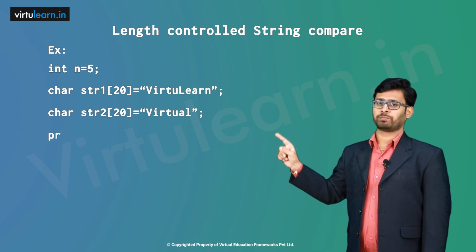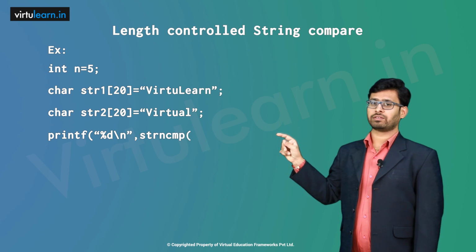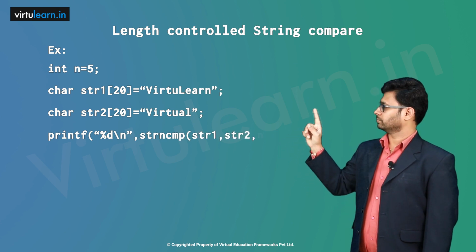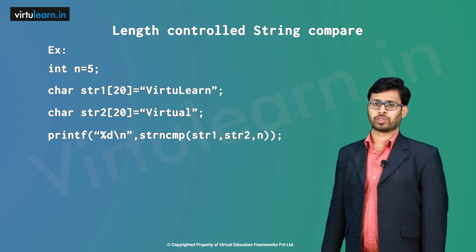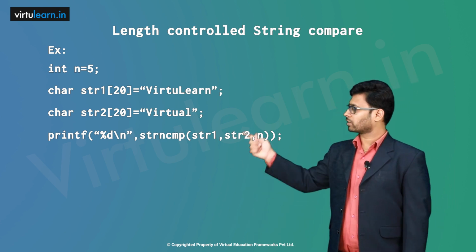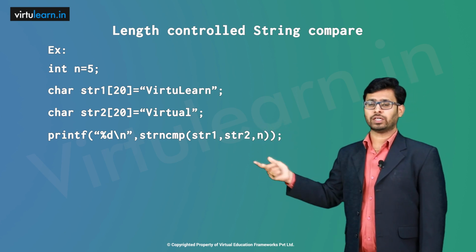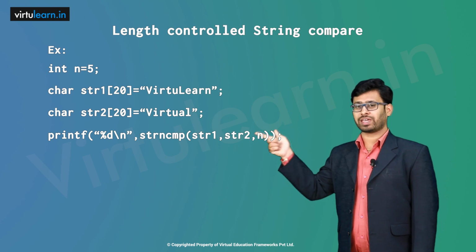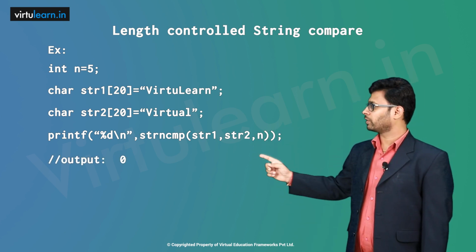Now printf %d\n of strncmp of str1 comma str2 comma n. If I am taking the n value as 5, if you closely see the first 5 characters of both the strings, they are equal. If both are equal, then it will return the value 0. The output will be 0.